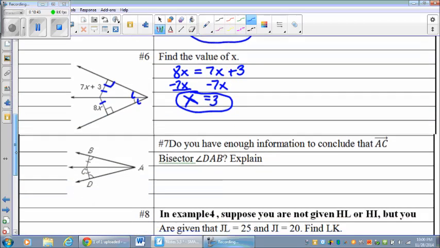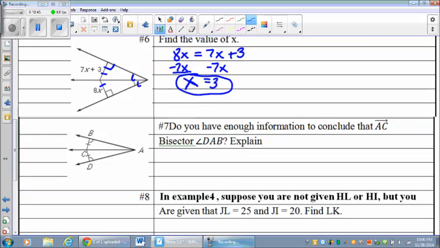On number 7, do you have enough information to conclude that AC is a bisector of DBA? At this angle DAB, I do see that my segments are congruent to each other, but also notice right here that it does not show that it's perpendicular, so this would be a no.